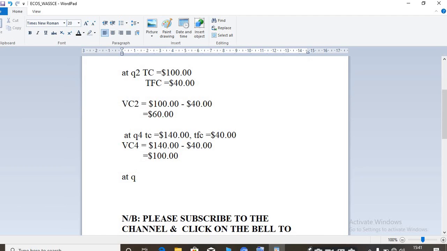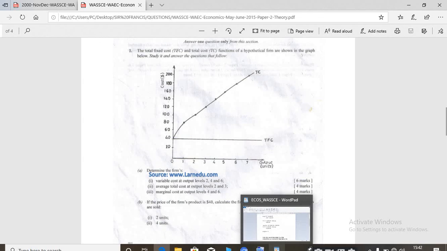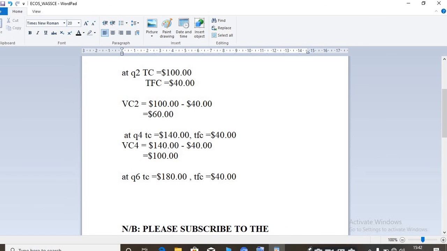which has to do with output number 6. So at Q6, TC equal to what? We have to check it from the graph. You trace it from here up to this side, then from here to this side. That gives us $180. I hope you are following me. So the total cost at Q6 is $180, and the TFC remains the same, because the fixed cost doesn't change irrespective of the output level.